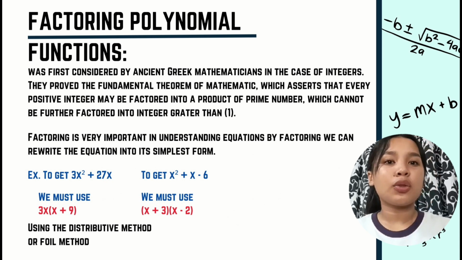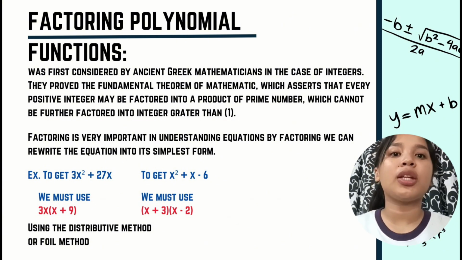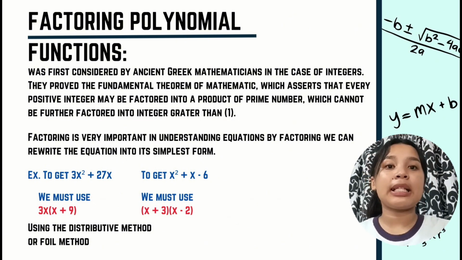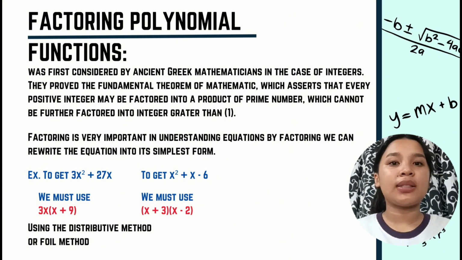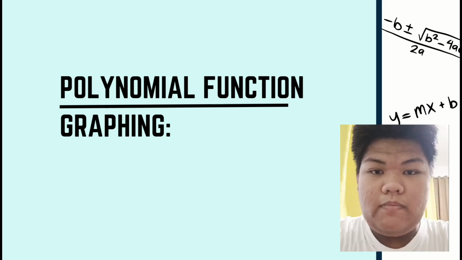We provide two examples of factoring polynomials. In the first example, we have 3x squared plus 27x, which is factored into 3x(x + 9). In the second example, we have x squared plus x minus 6, which is factored into (x + 3)(x - 2). The distributive method or FOIL method can be used to verify the factorization.